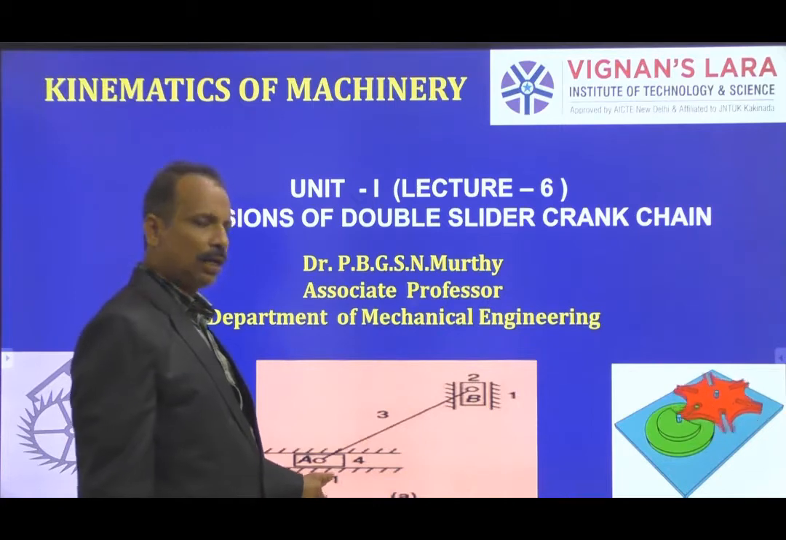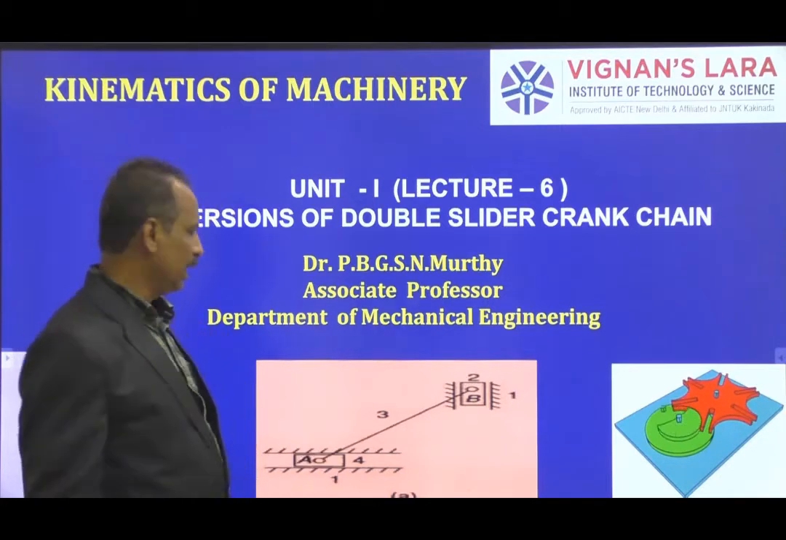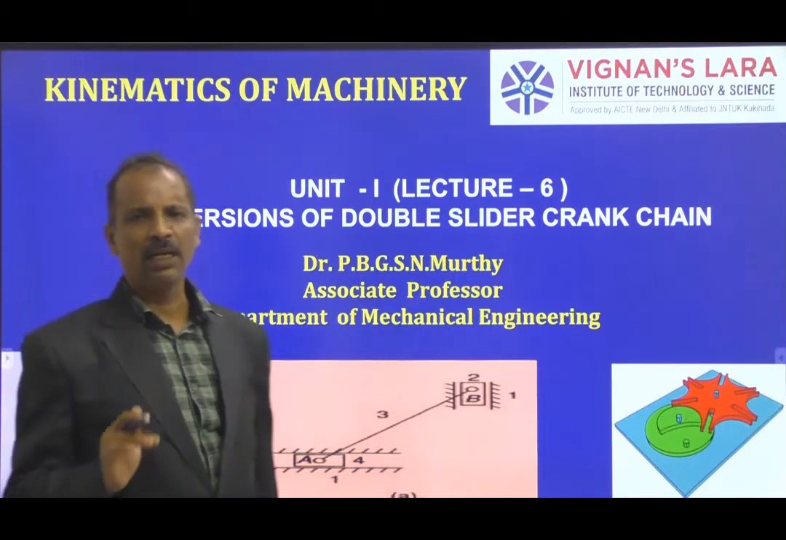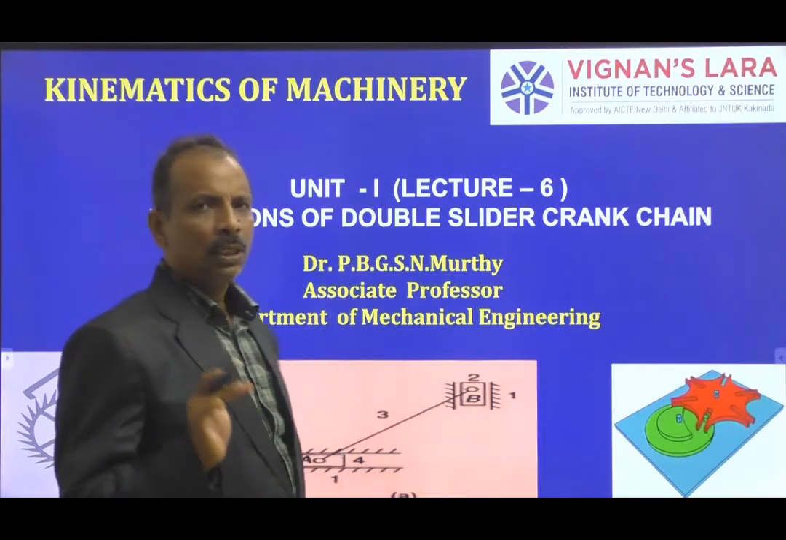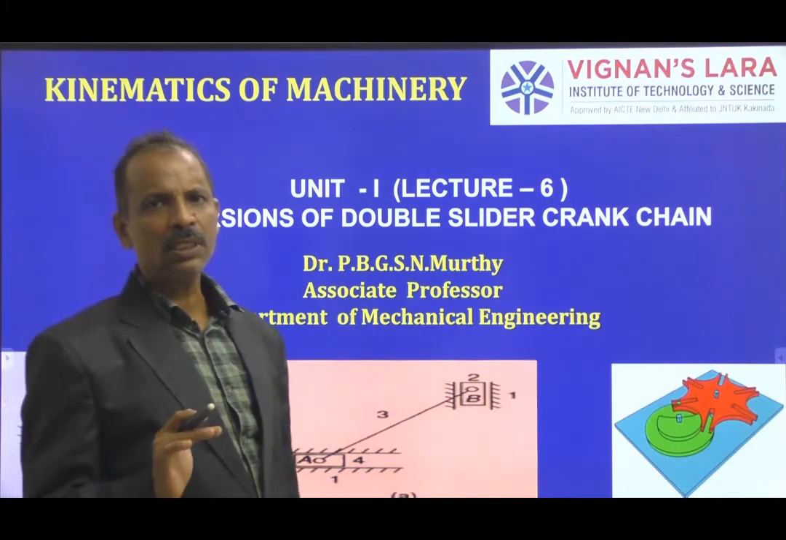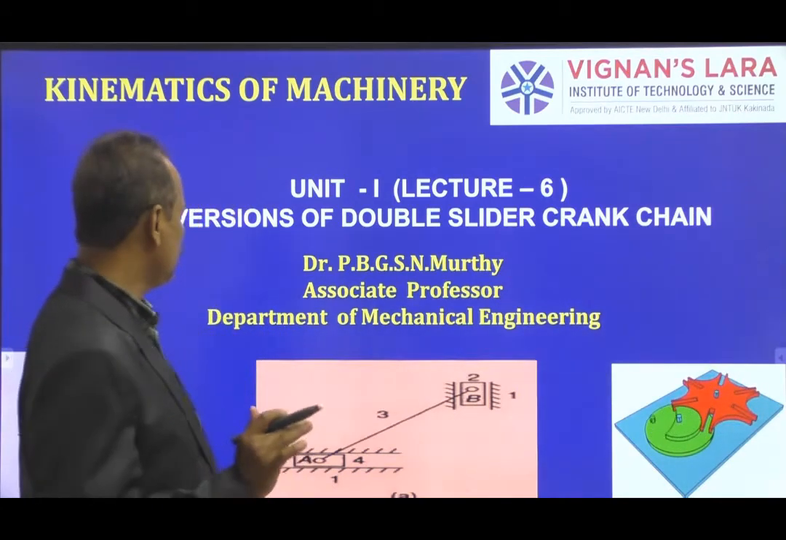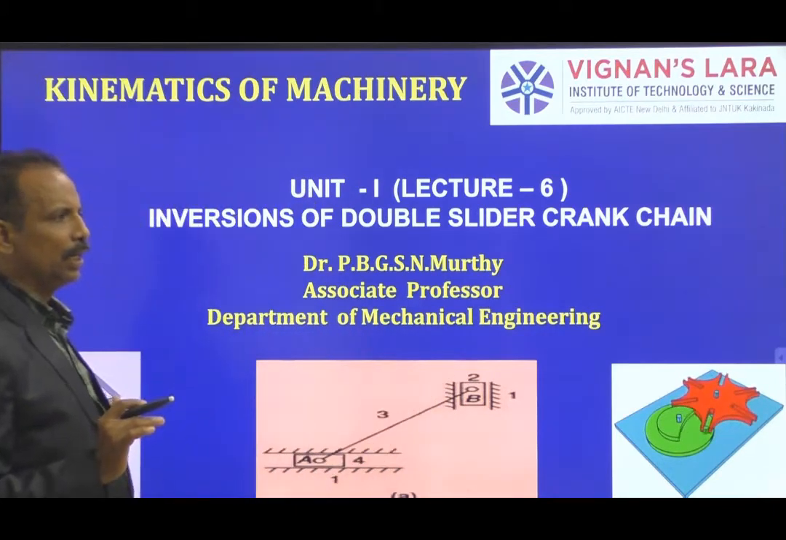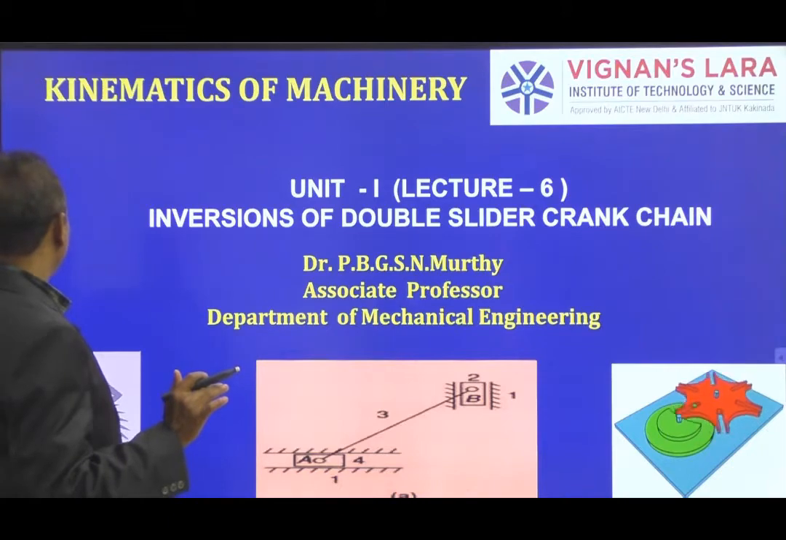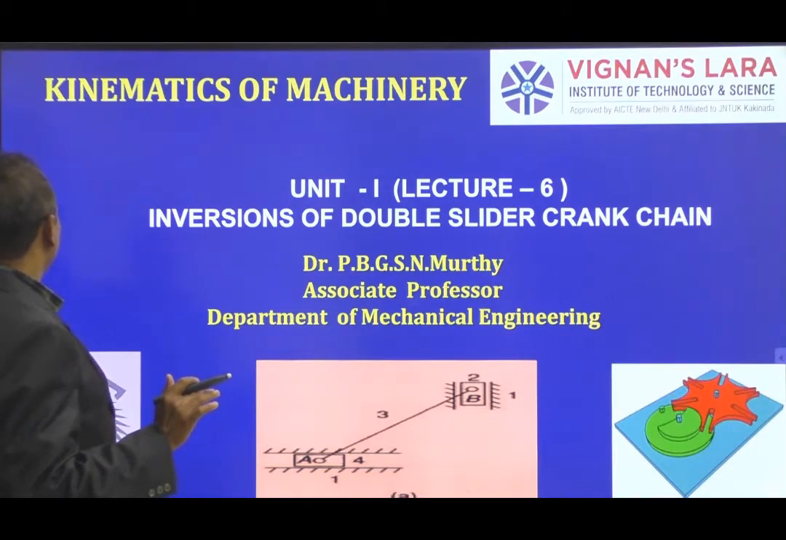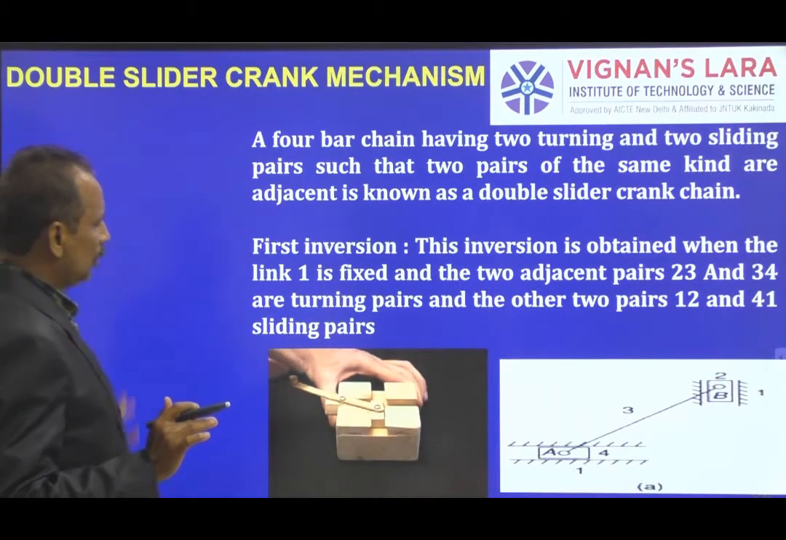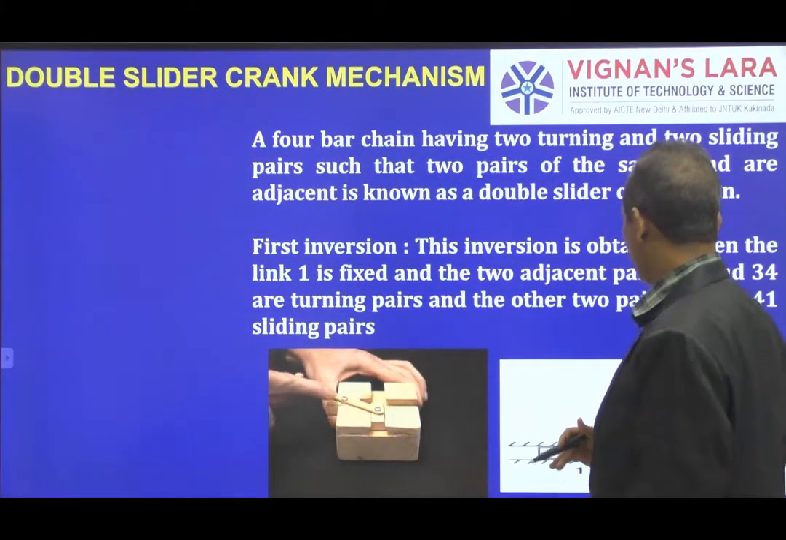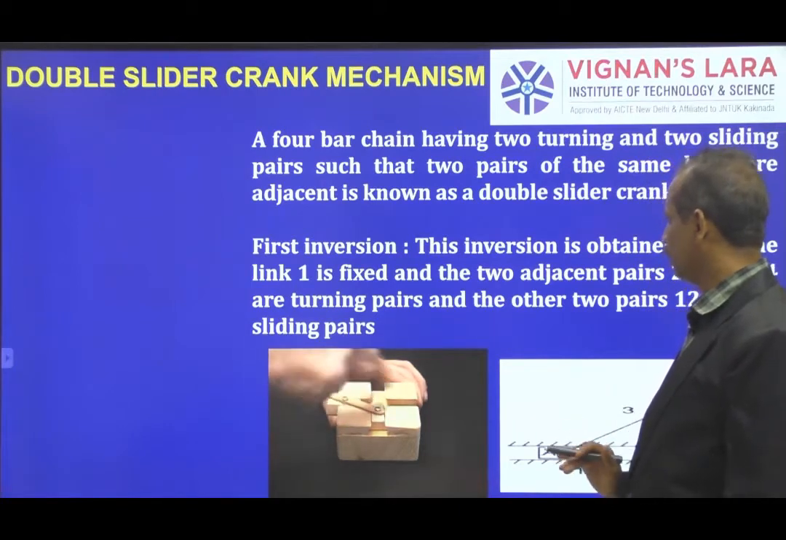Then fixing link 3, you get another inversion. Then fixing link 1, you get the final third inversion. So here we get only 3 inversions, not 4, because both slider A and slider B are identical. So you get the same output by fixing any one of them. Here, for the first inversion, let me take the case of fixing link 1.